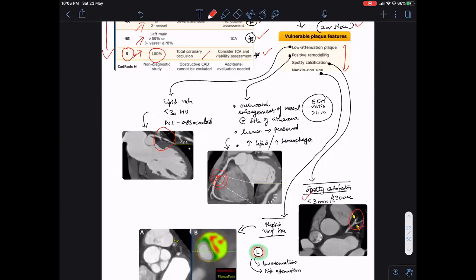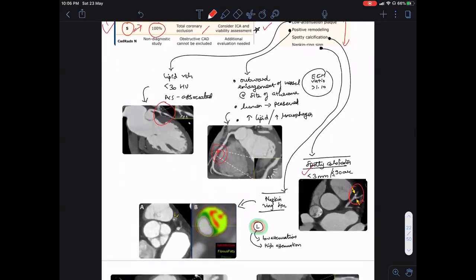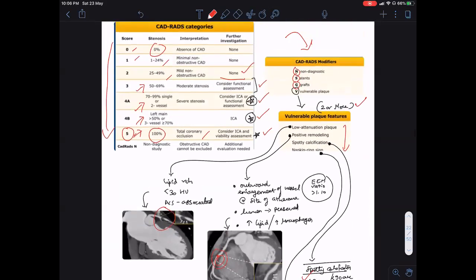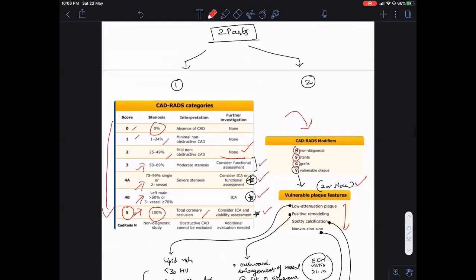The fourth vulnerable plaque feature is a napkin ring sign. Napkin ring sign is nothing but a region of the coronary in its cross section, which includes both a low attenuation as well as a high attenuation region. So this confers a very vulnerable nature to this particular atheroma. So this is about the CAD-RADS categories, the category and the modifier.